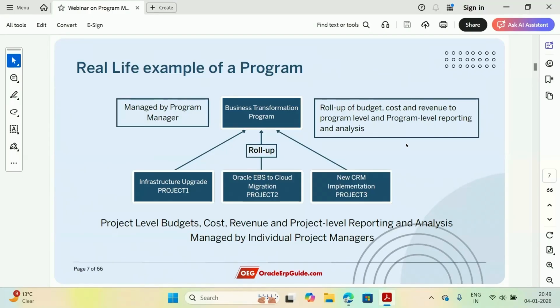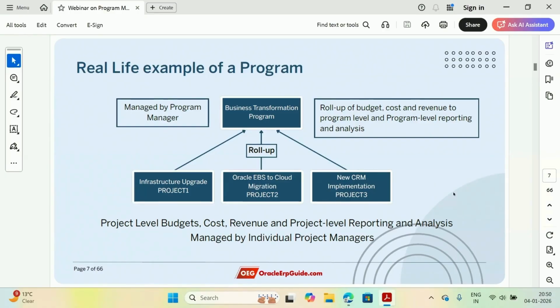So what happens is you have individual project level budgets, cost, and revenue, and you also do the project level reporting and analysis, which is managed by the individual project managers, but they all roll up to the program. So you roll up budget, cost, and revenue to the program level and do the program level reporting and analysis also. And this is managed by the person known as the program manager.